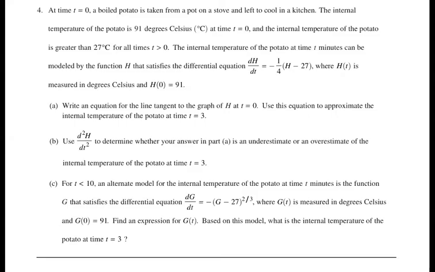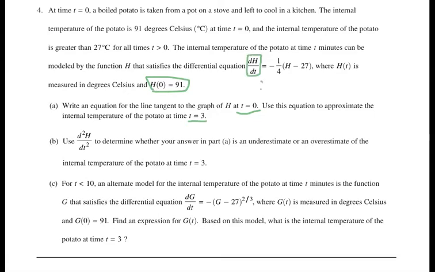Okay, this is problem 4 from 2017. For part A, we are supposed to write an equation for the line tangent to the graph of h at t equals 0. Right here, they give us the point, which is (0, 91), and we want to use the tangent equation to approximate the value of the temperature when time is 3. So we have the point, and we've got to come up here, and here's the slope, which is the derivative.